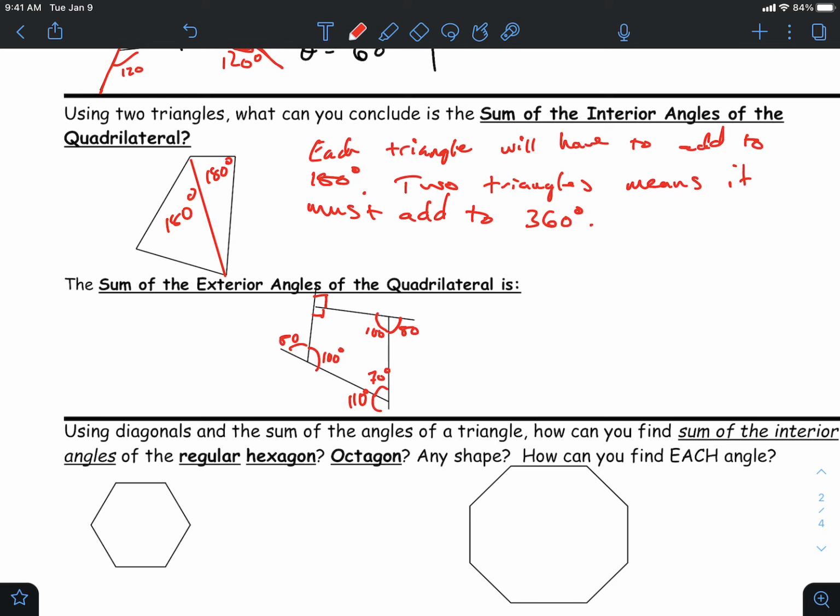And so if I were to check all these outside angles, I'll highlight them. There's 90, 80, 110, 80. If I add all those together, that has to equal 360.